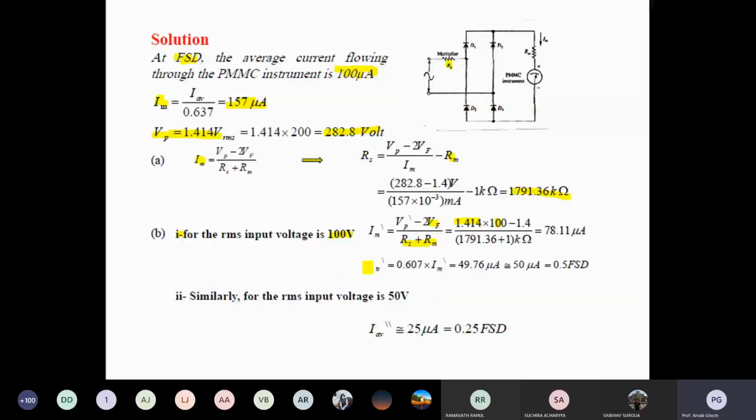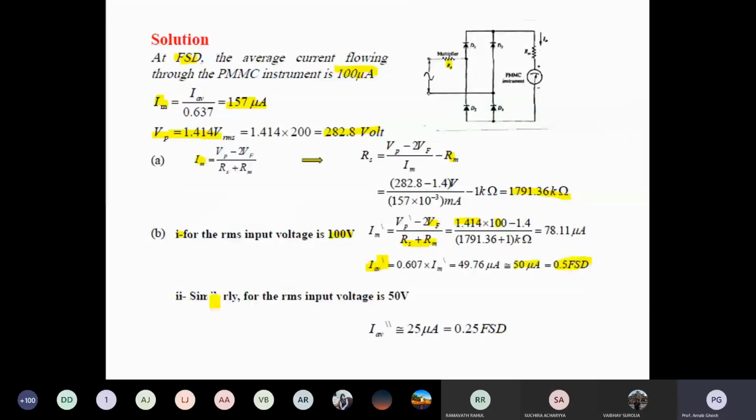So directly you are able to find out I average. I average is 0.607 into IM, so it is coming 50 microampere. So it is 50% of your actual FSD. Your actual FSD is 100 microampere, and now we are getting 50 microampere, so it is 50%, that means 0.5 of the total FSD.